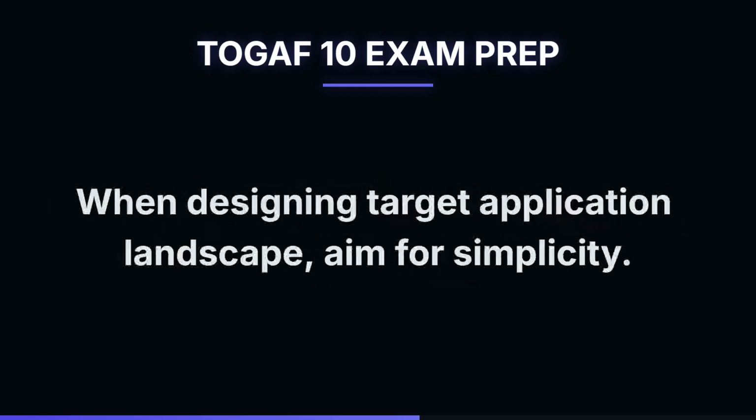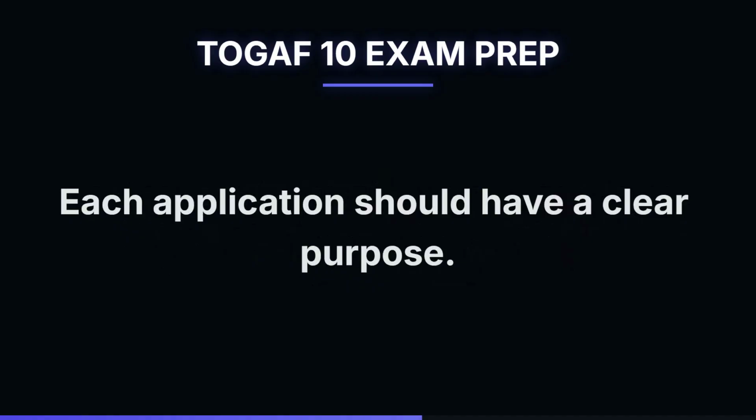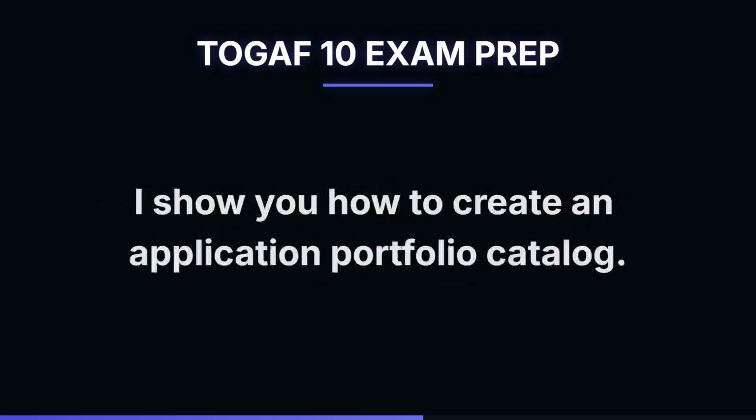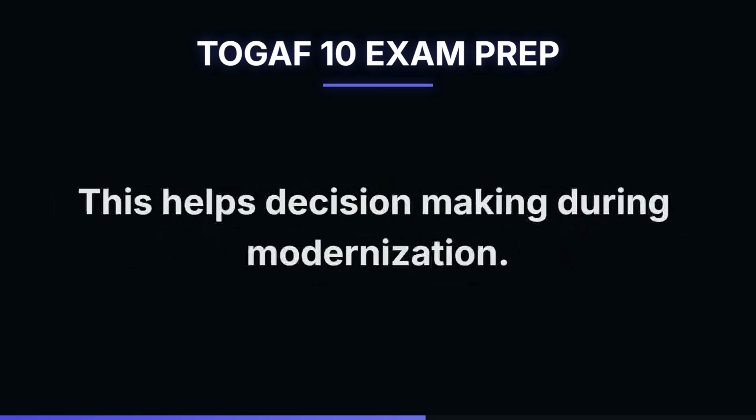When designing target application landscape, aim for simplicity. Remove redundant systems and align with business priorities. Each application should have a clear purpose. I show you how to create an application portfolio catalog. List system name, owner, purpose, and lifecycle status. This helps decision-making during modernization.